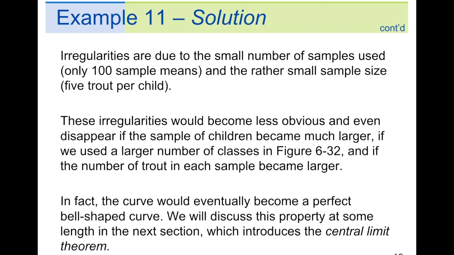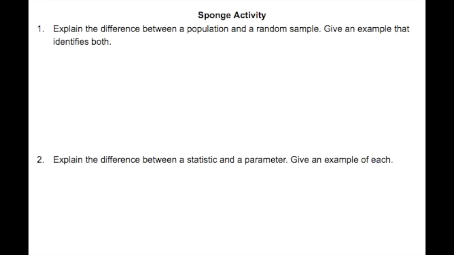These irregularities would become less obvious and even disappear if the sample of children became much larger, if we used a larger number of classes in figure 6.32, and if the number of trout in each sample became larger. In fact, the curve would eventually become a perfect bell-shaped curve. We will discuss this probability at some length in the next section, which introduces the central limit theorem.